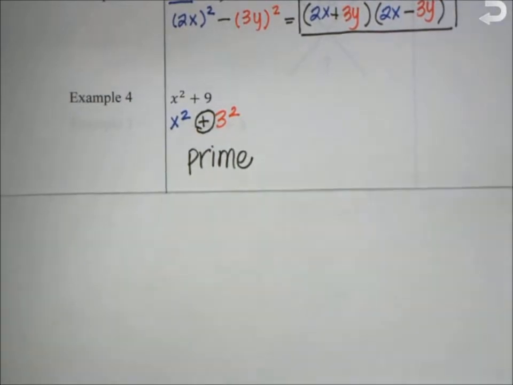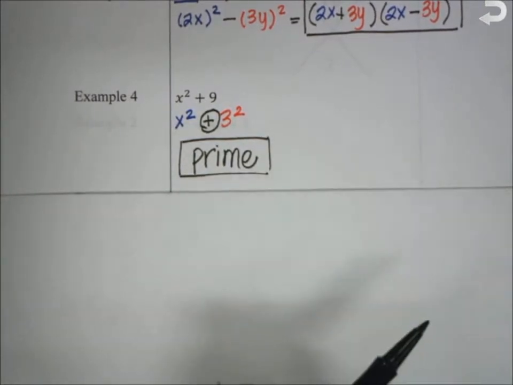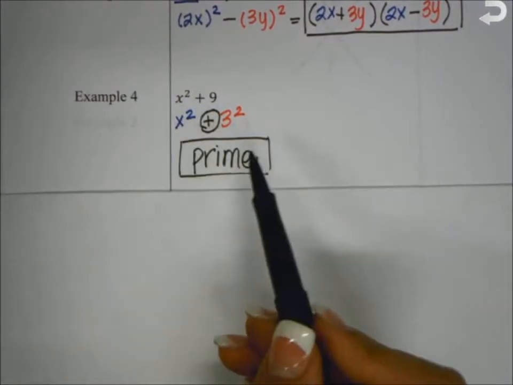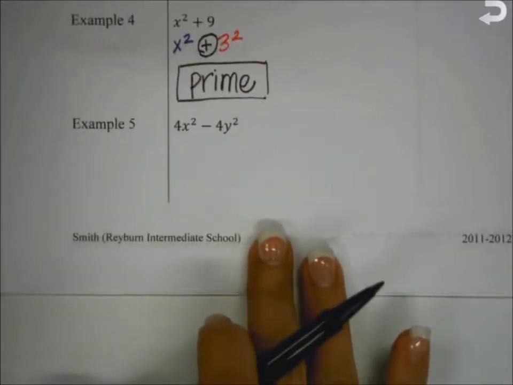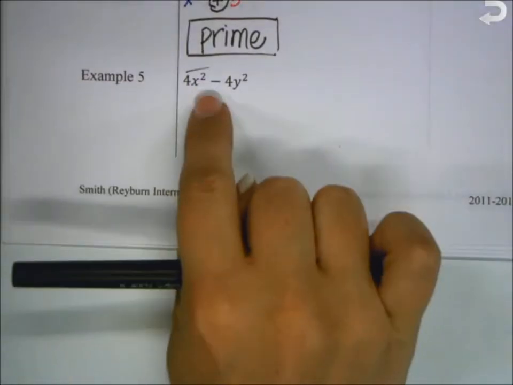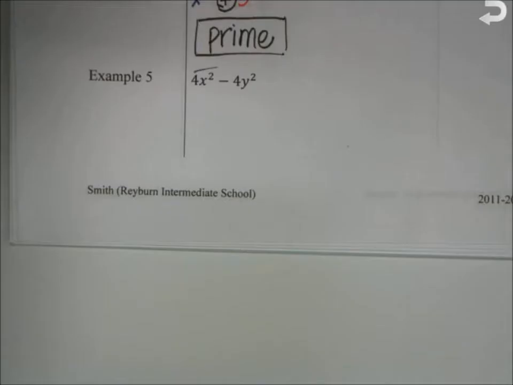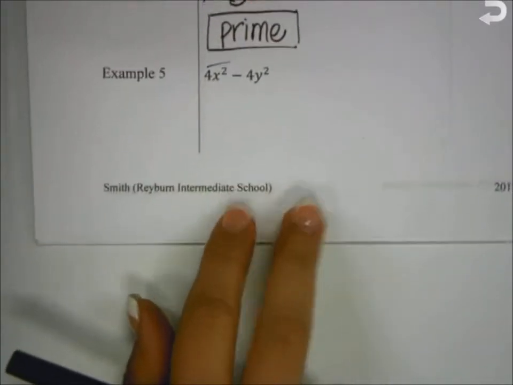Let's try an example. Okay, try example 5 on your own: 4x squared minus 4y squared. Do it now. Okay, so some people figured it out. The first thing that we're looking for in these problems is a GCF. We can look at this one right away and know what the GCF is, right? What is it? 2. Ooh, it's not 2, it's 4. Look, both of these have a 4, right?